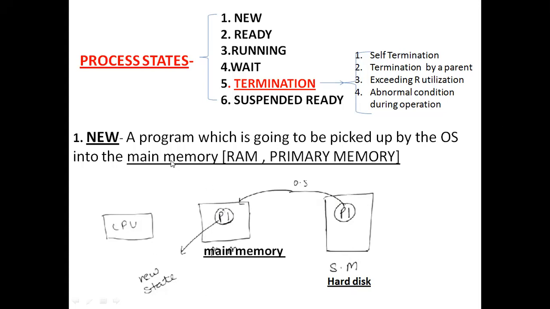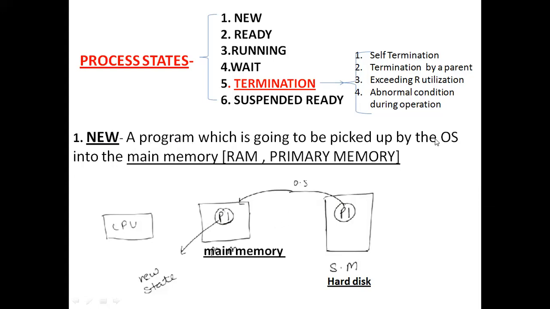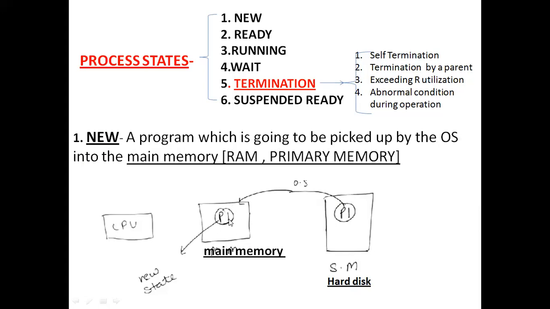In a simple sense, the new state of a process can be defined as a program which is going to be picked up by the operating system into the main memory from the secondary memory. So once any program is brought from secondary memory or hard disk to the main memory, that particular process will be in its new state.